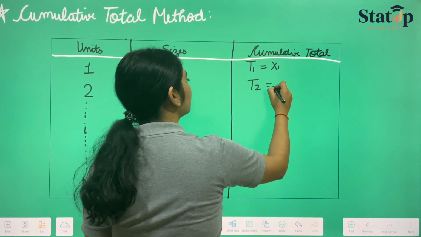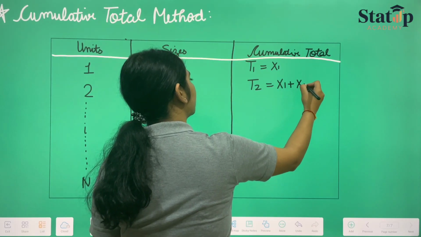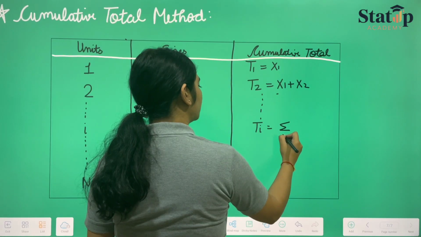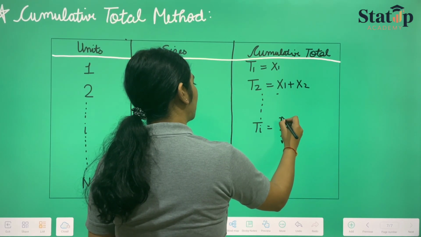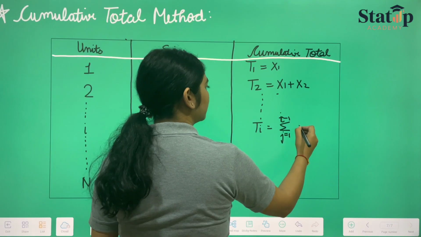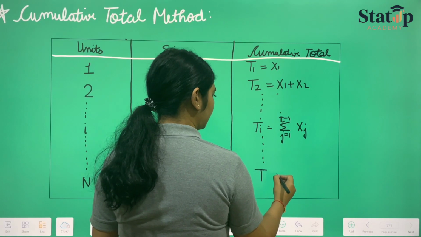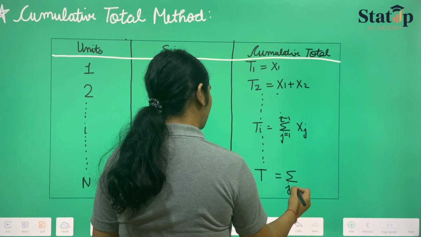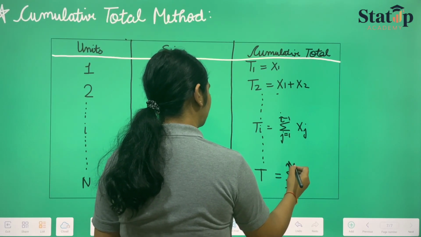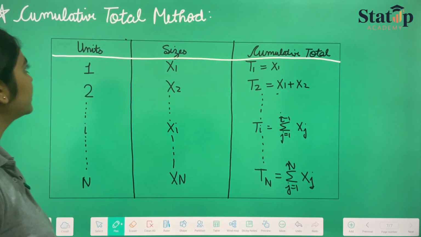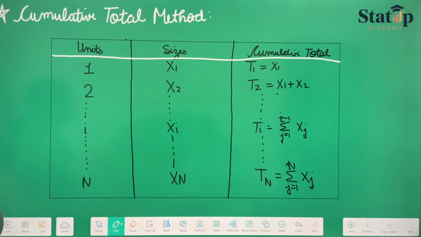T2 is equal to the cumulative total of size 1 and size 2. And Ti is equal to the sum of xj, where j goes from 1 to i. Then Tn is the summation of xj, where j goes from 1 to capital N. So this is the table or cumulative total method that we used for our calculation of PPS with replacement.